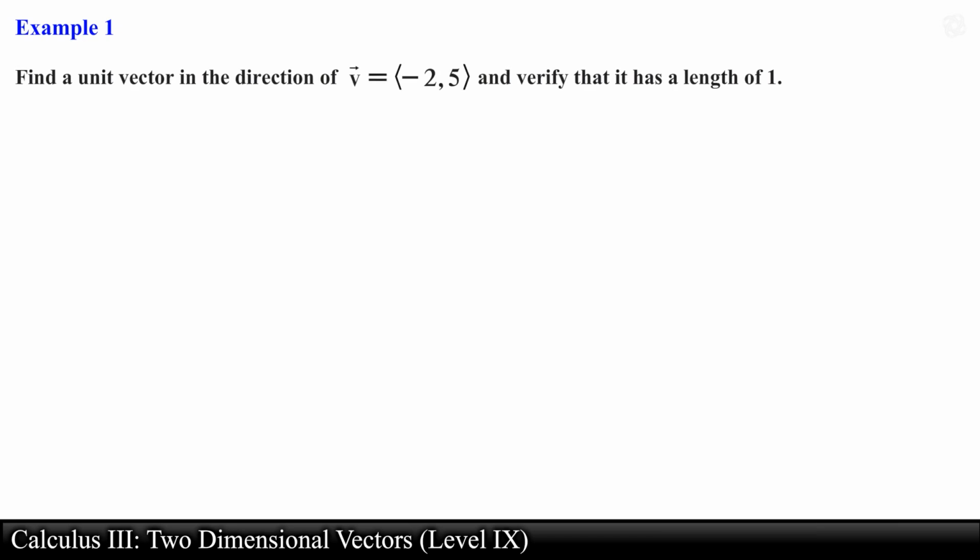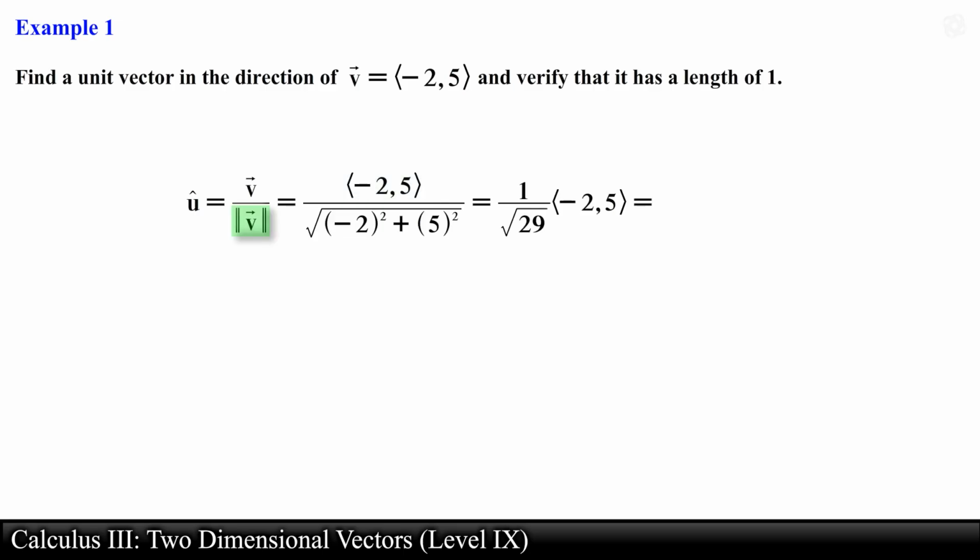Alright, let's go over a numerical example. Find a unit vector in the direction of v and verify that it has a length of 1. Let's go ahead and find a unit vector in the direction of vector v. All we need to do is to find the magnitude of vector v and divide it into each of the components of vector v. The magnitude of vector v is equal to the square root of 29.